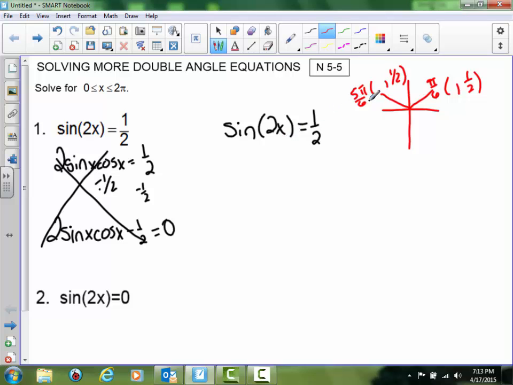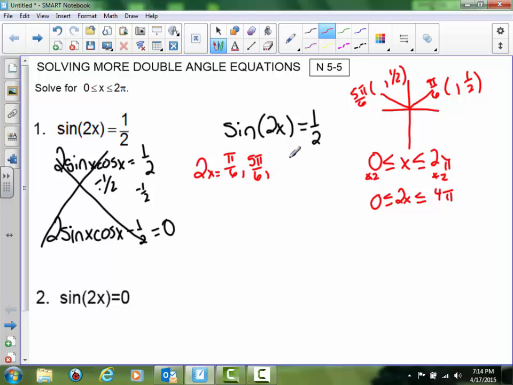But that's for sine of theta, right? This is really saying like two of those. So how do I deal with that? Well, since x is located between 0 and 2 pi, then 2x would be located in twice that range. If we multiplied both of these by 2, we'd have 0 to 4 pi. So 2x would occur at pi over 6 because that's in that range, and 5 pi over 6.